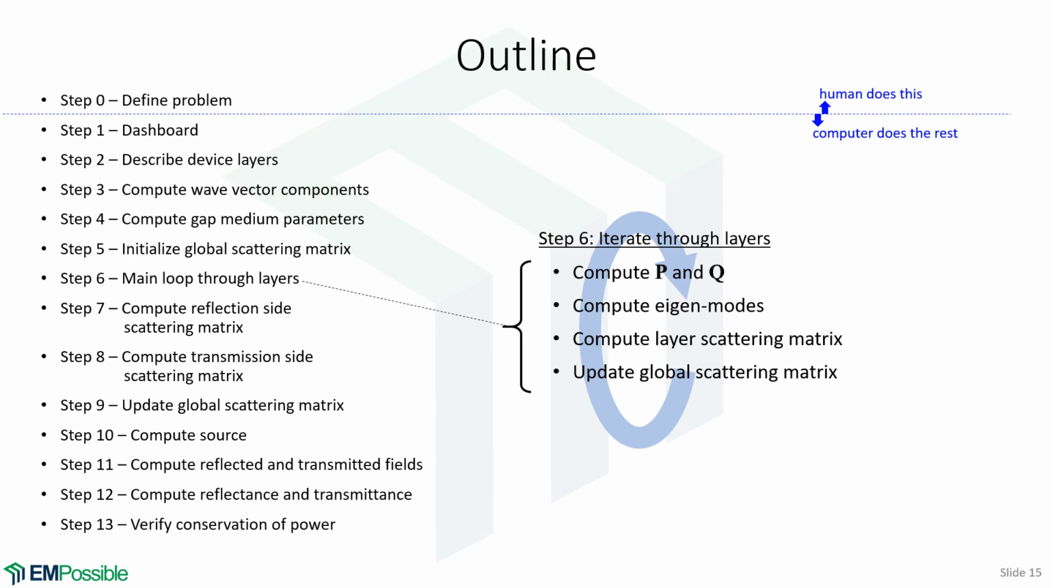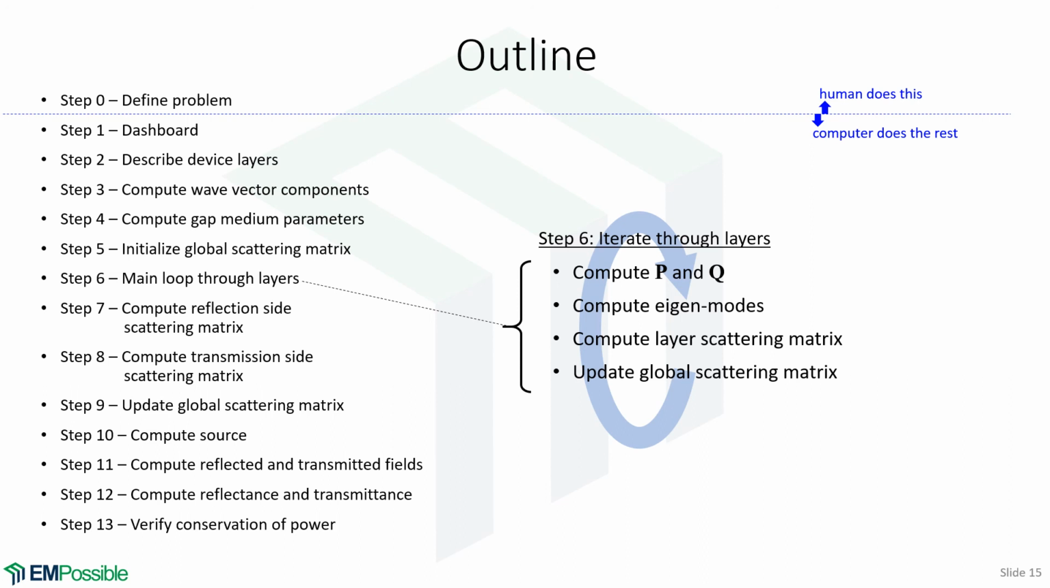At this point, we enter into our main loop where we iterate through all of the different layers. And so for each layer, we'll compute P and Q, compute the eigenmodes, compute the layer scattering matrix, and update the global scattering matrix, and we do that for each layer. When we're done, we then connect it to the outside world. So we'll calculate the reflection side scattering matrix, the transmission side scattering matrix, and connect those on with another Redheffer star product to the global scattering matrix.